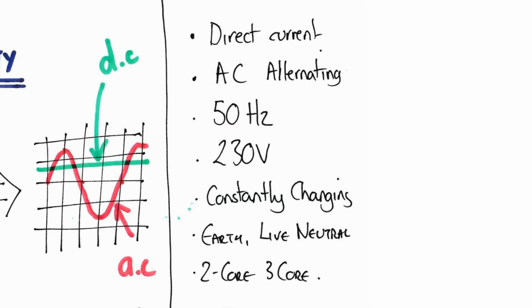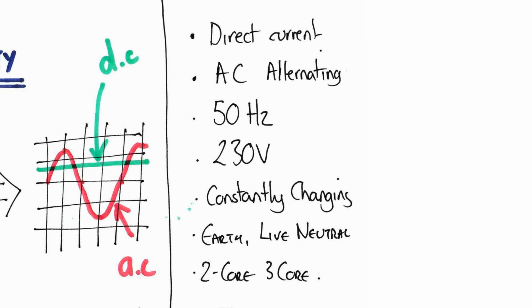What you need to know there is direct current, that's current in one direction. AC, alternating current, is changing direction. The voltage becomes positive, negative, 50 times a second, 50 hertz, or 50 cycles per second. That's probably a better thing to say. It's 50 cycles per second. It's 230 volts AC, mains electricity. It's constantly changing. You must know what we mean by earth, live, and neutral.